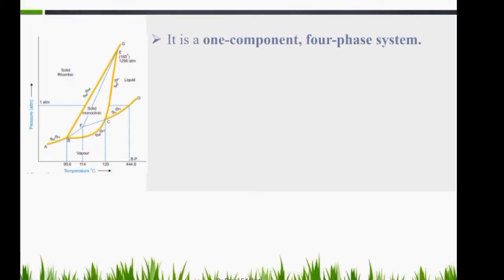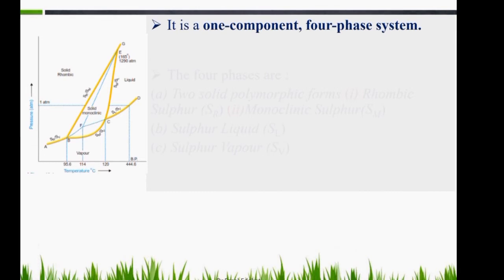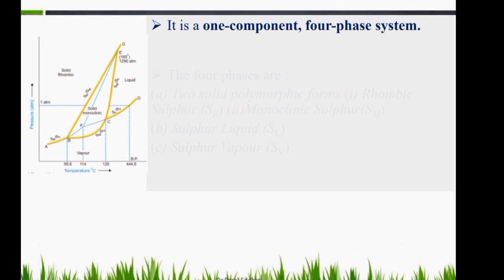Again, sulfur is a one component, four phase system. That's the headline you have to remember. It contains only one chemical identity, that is sulfur. Here the difference compared to water is that sulfur has two solid states, and two allotropes are possible. What is allotropy? Allotropy is the property of a solid substance to occur in two different forms.